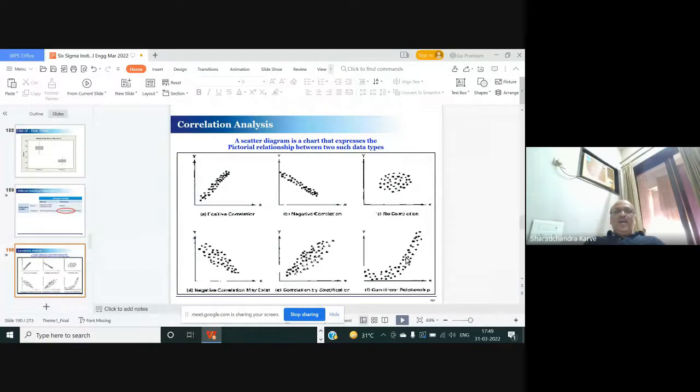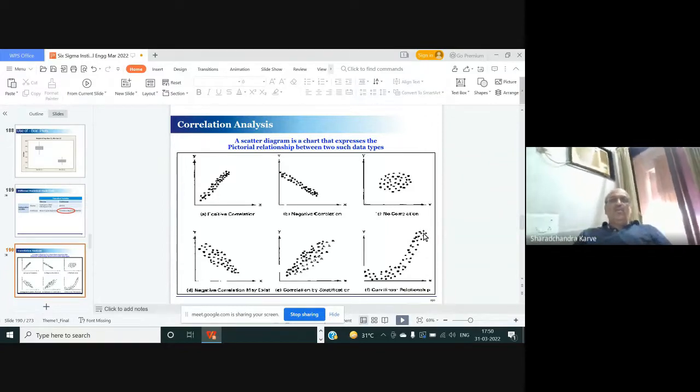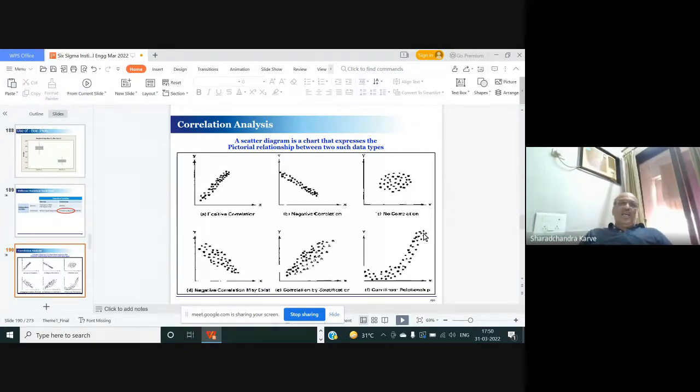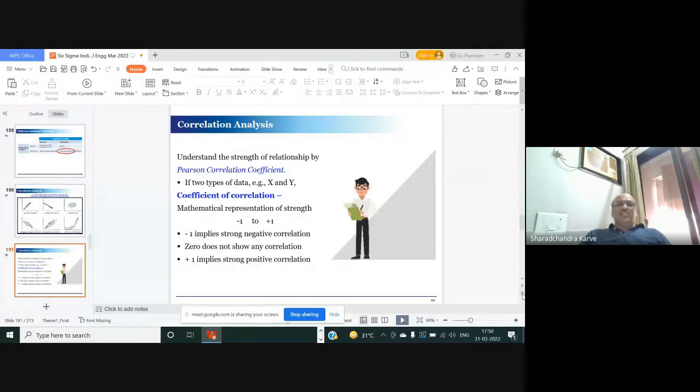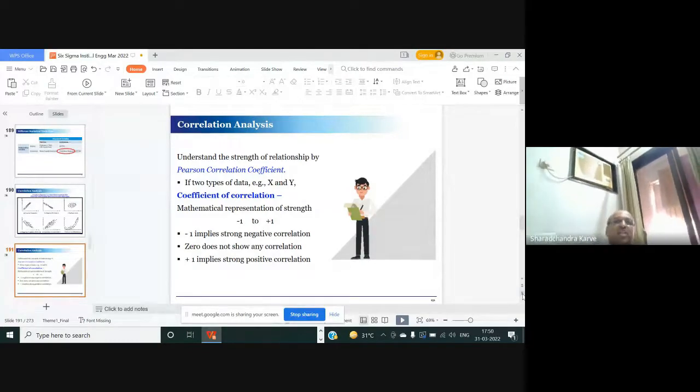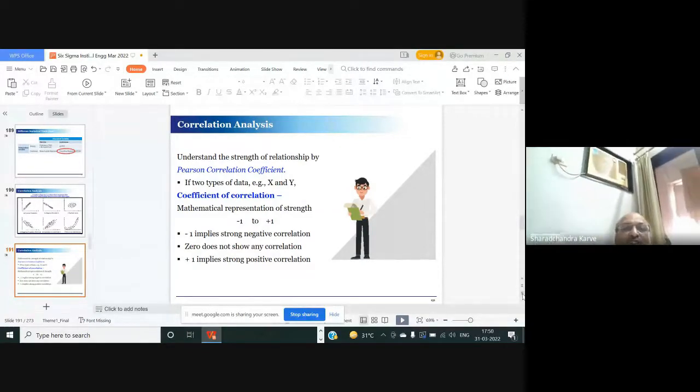If you look at the other graphs, they are showing some type of relationship. This is also a relationship. This is also a relationship. This is a curvilinear relationship, etc. But more often, this is a subjective analysis or visual inference from the graphs. So is there any mathematical method? The method is called correlation analysis. It is also called the Pearson correlation coefficient.